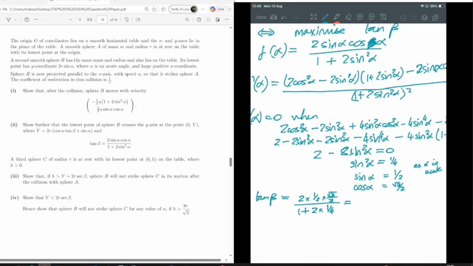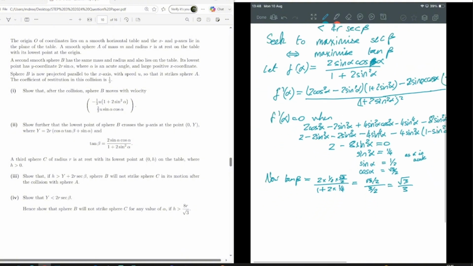So what does that leave behind? The numerator is going to be root 3 over 2. The denominator is 1 plus a half. It's just 3 over 2. So tan beta is root 3 over 3.